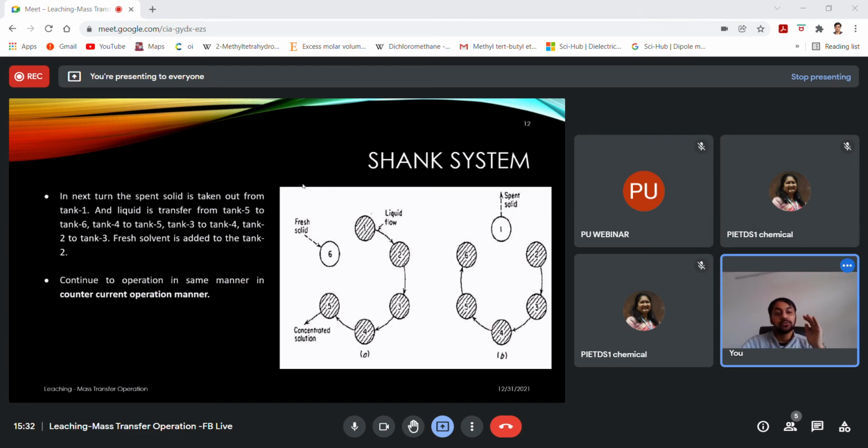Clear? So this way, in the counter current operation, solid is continuously taken out, fresh solvent is added, and concentrated solution is taken out. So this way we can get the maximum amount of leaching. So this Shank system is very important. If you have any doubt, you can write, or the coordinator will convey it to me. Okay, so this is the Shank system. This system is very useful in industry.